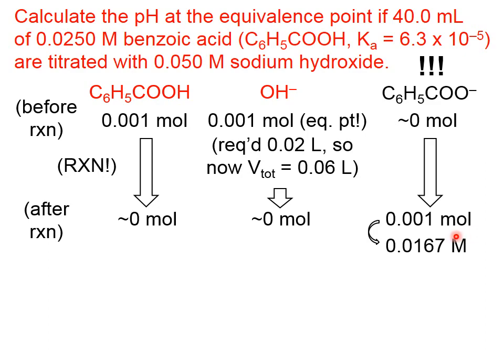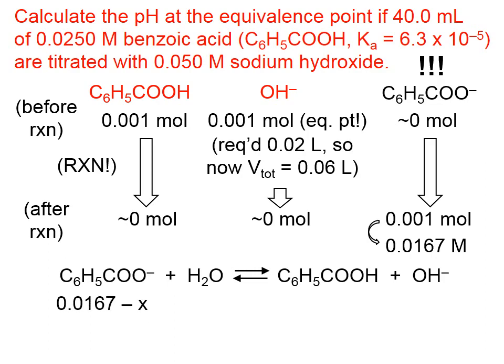We've taken moles of benzoate ion and I've converted it into molarity by dividing by the volume, which is 0.06 liters. 0.001 divided by 0.06 gives me this concentration of the benzoate ion, which is what we need if we're going to do an equilibrium calculation. This benzoate ion is going to act as a weak base, so we're going to react it with water to form benzoic acid again and some hydroxide ion.